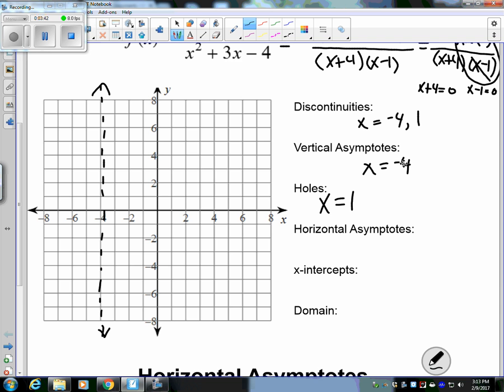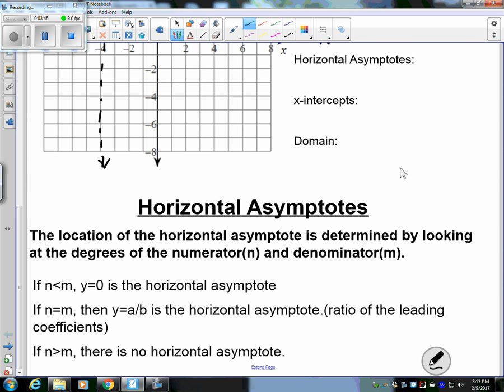Horizontal asymptotes, let's look at them a little bit further. The location of the horizontal asymptote is determined by looking at the degrees of the numerator, which we're going to call n, and the denominator m. So if n is less than m, then y equals 0 is the horizontal asymptote. If n equals m, then the horizontal asymptote is the ratio of the leading coefficients, which we'll say is a divided by b. Y equals a divided by b. And I'll have examples for this so you can understand it a little better. And if n is greater than m, there is no horizontal asymptote.